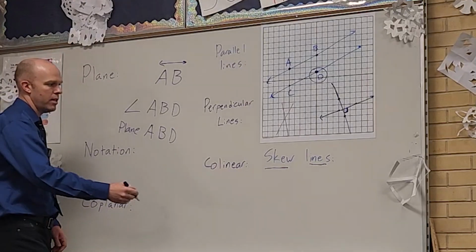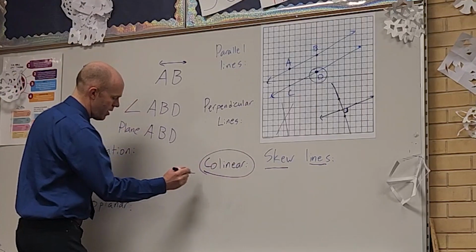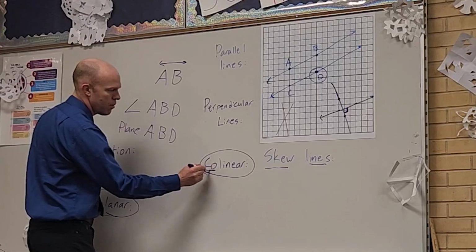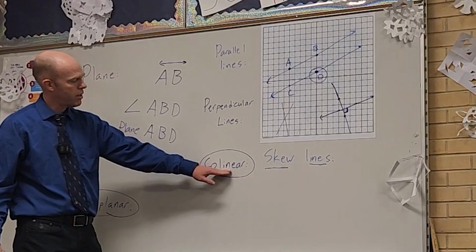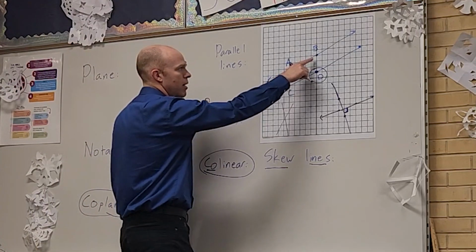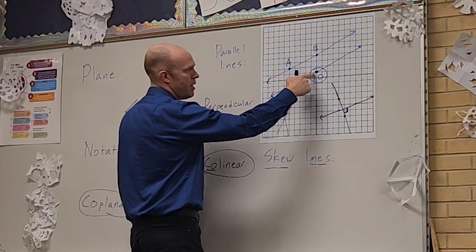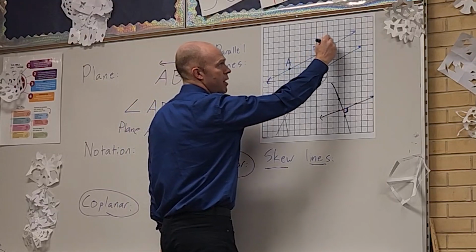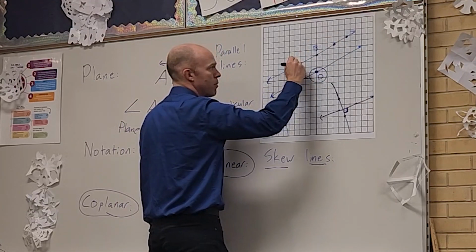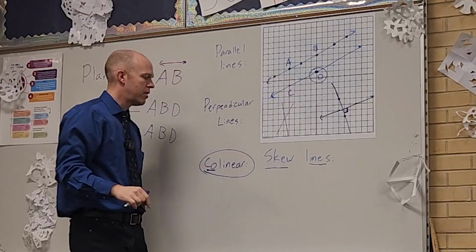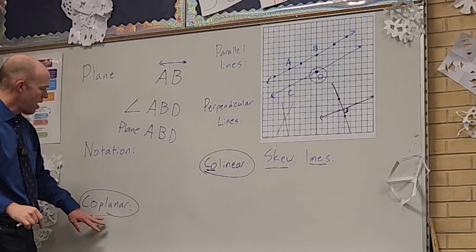All right, now these 2 words right here, collinear and coplanar, both use the prefix co. Co means together, so collinear would mean together on the same line. We've got A and B right here that are together on the same line, but D would not be collinear with those. So A and B would be collinear. Any other point along this line would also be collinear with those, but any point that is not on that line does not qualify as collinear.